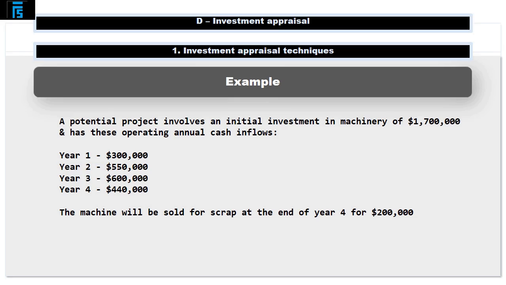Year 1, $300,000. Year 2, $550,000. Year 3, $600,000. And Year 4, $440,000. The machinery will be sold for scrap at the end of Year 4 for $200,000.